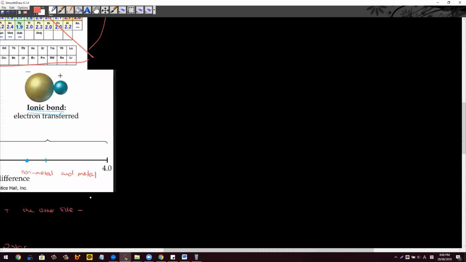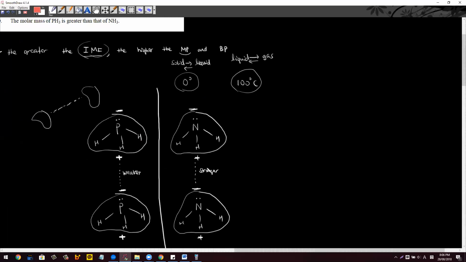So let's go back to this one. Michelle, what kind of interaction is happening between this one and this one? Is it the weak dispersion force, or is it dipole-dipole, or is it hydrogen bond? Dipole-dipole? This is hydrogen there. Oh, then hydrogen bond. So between hydrogen and nitrogen was the hydrogen bond. That's right.